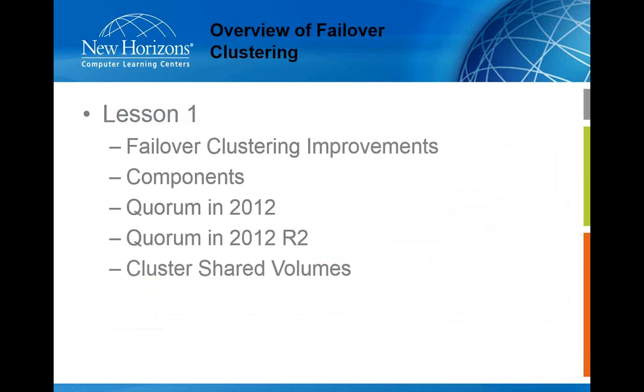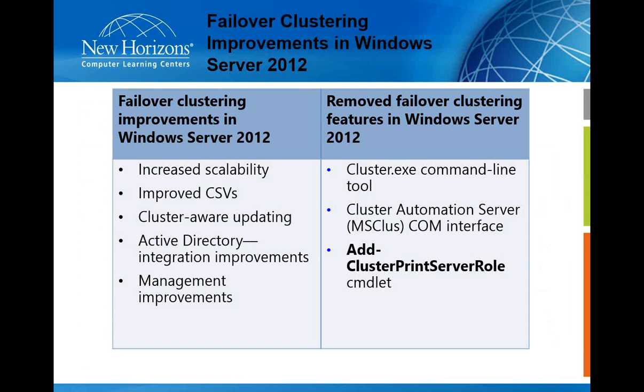But before we get into that, let's do just a quick little overview of what failover clustering is. We're going to look at the improvements that we have for availability. We're going to talk about the components that make up failover clustering. And then we're going to review what was in the original 2012 release. Then we'll talk about what quorum has changed into when it comes to 2012 R2. And we'll talk a little bit about CSVs, or clustered shared volumes. Now, whenever we're talking about failover clustering, what we're really talking about is availability.